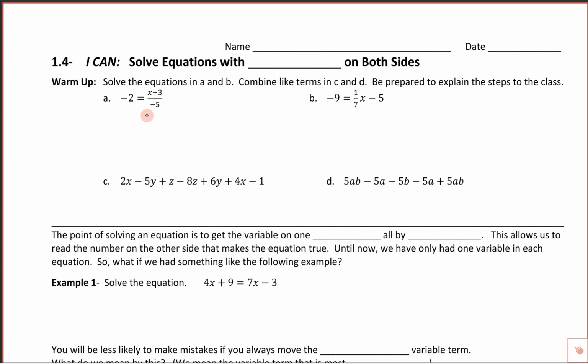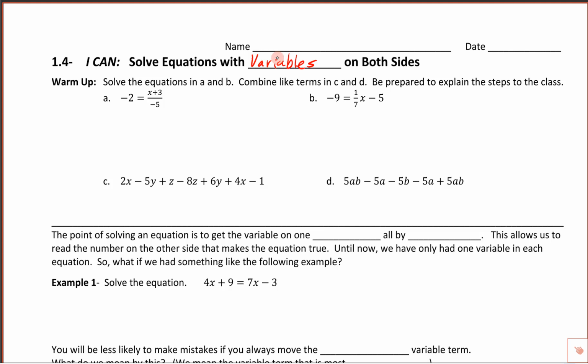Now that we've got a pretty good handle on how to solve one and two step equations, we're going to take a look at some that are a little bit more complicated. So in section 1.4, the I can statement is I can solve equations with variables on both sides. So all of these equations are going to have variables on both sides, and we're going to start with a warm-up here that goes over some of the basic ideas that we've talked about before.